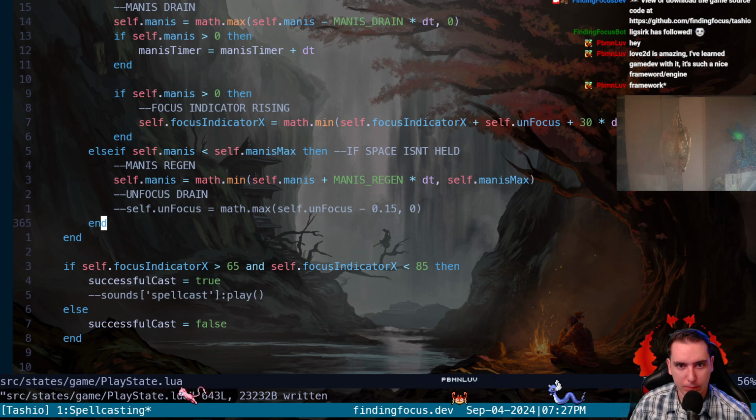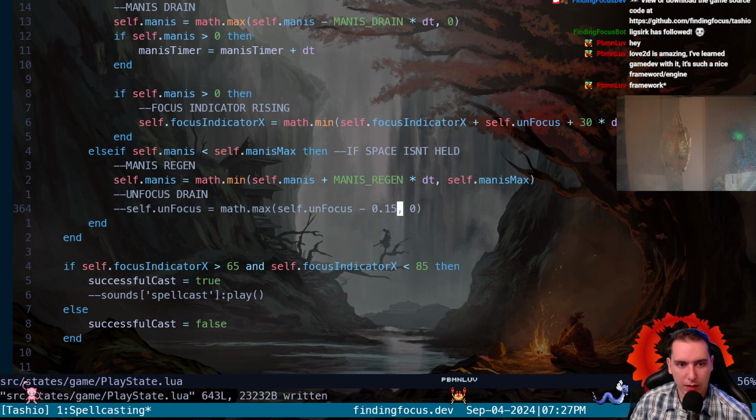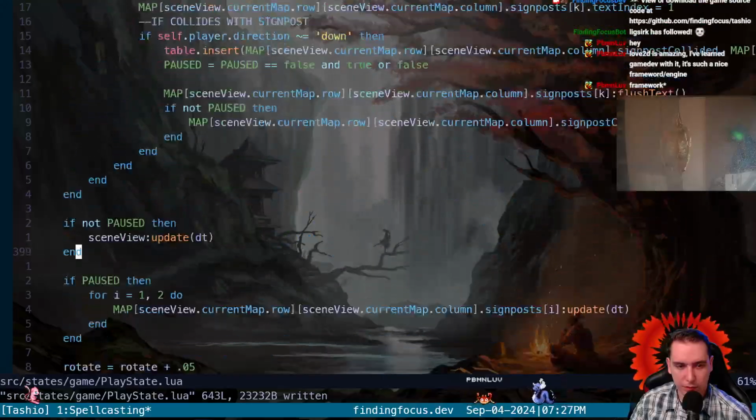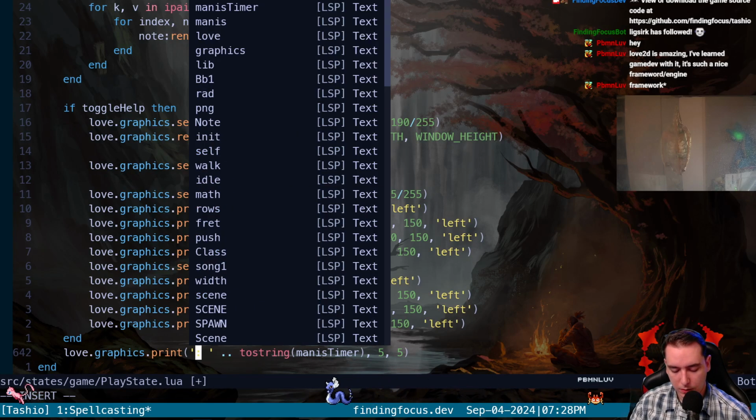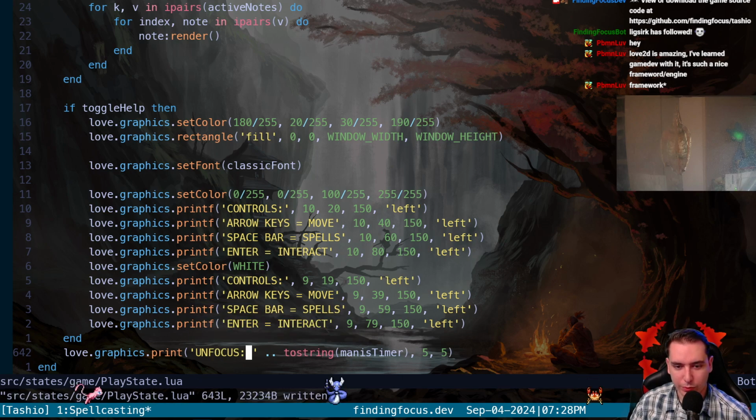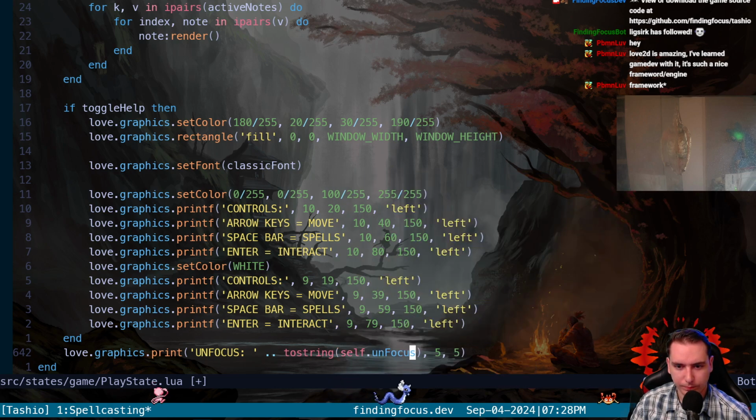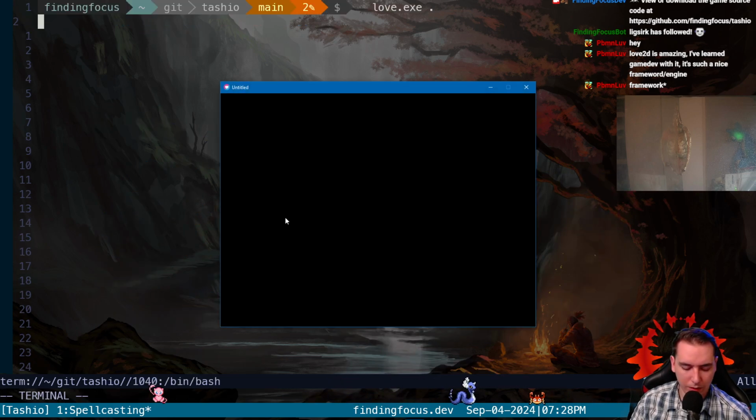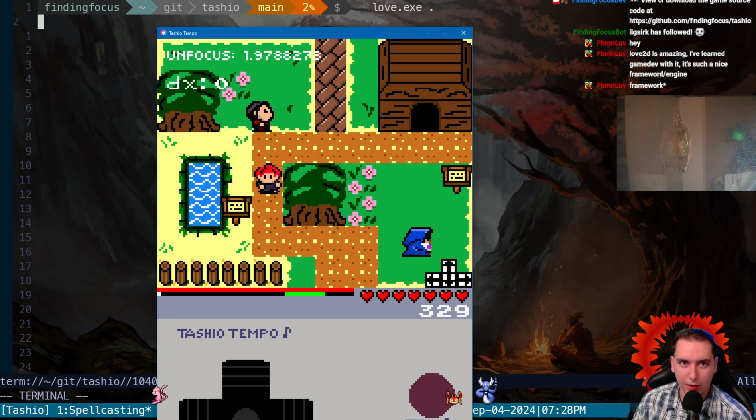Okay, so this unfocused drain, I think we do need something like this, because if we go to our debug print here and we instead print out our unfocus. Unfocus is probably the worst word. I don't know what else to come up with for that. Let's look at our unfocus. Okay, so look at what's happening.